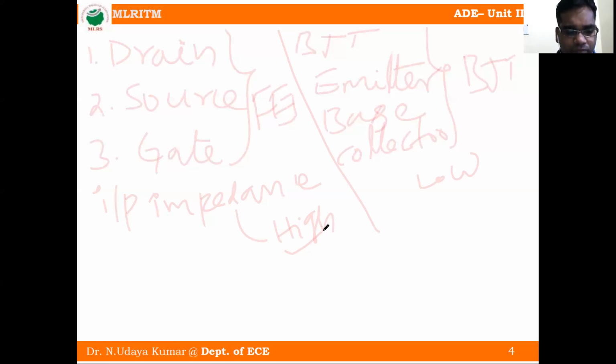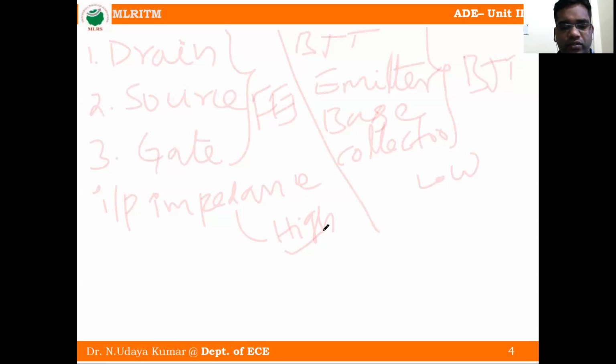So FET has a higher input impedance than BJT. So FET is preferred in amplifiers where high input impedance is required. So FET is used for high input impedance. Whenever we require high input impedance in an amplifier, we prefer FET.